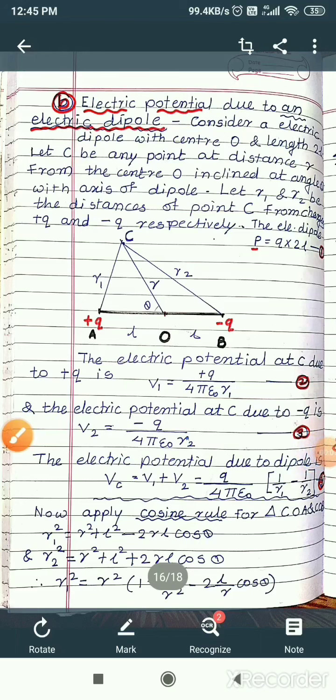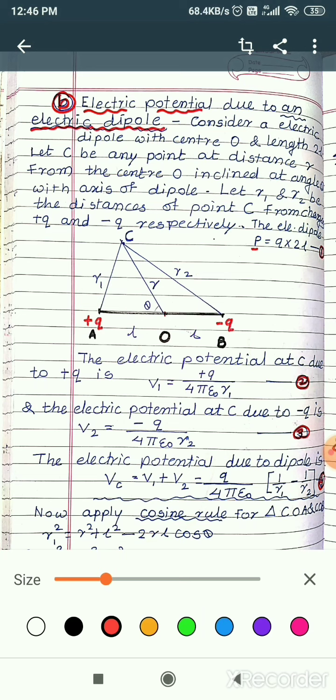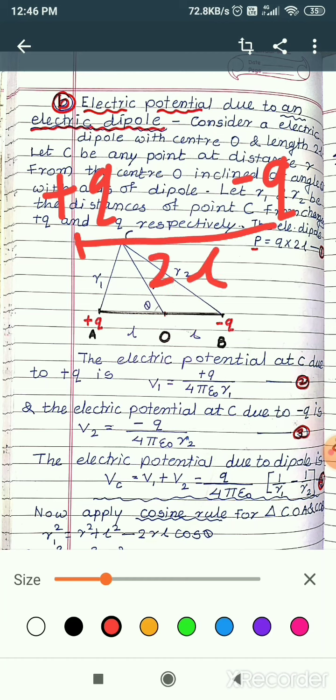Derive the electric potential due to an electric dipole. What is an electric dipole? An electric dipole is nothing but two charges placed in a medium. Suppose the two charges are plus q and minus q, and they are separated by a distance 2L. Now they form an electric dipole.